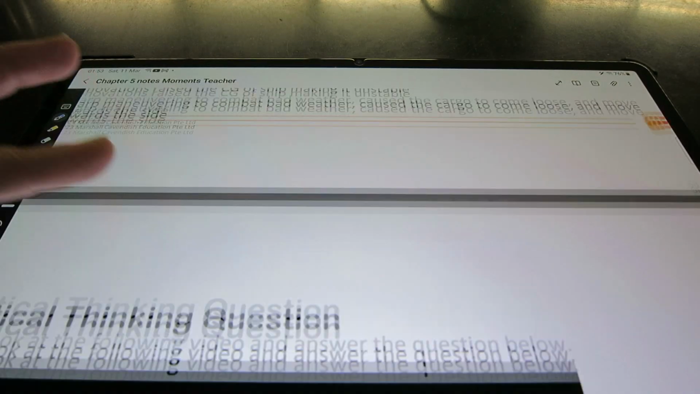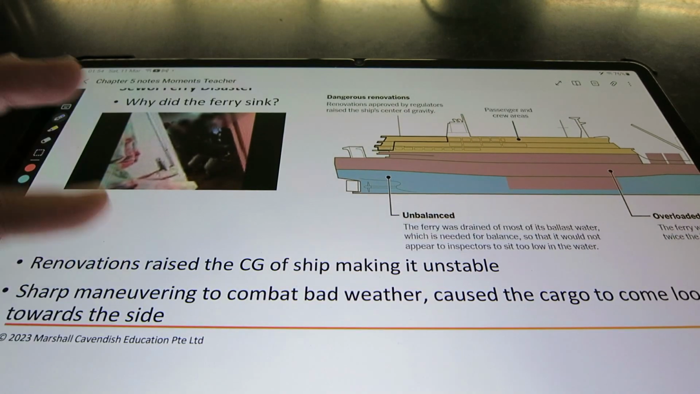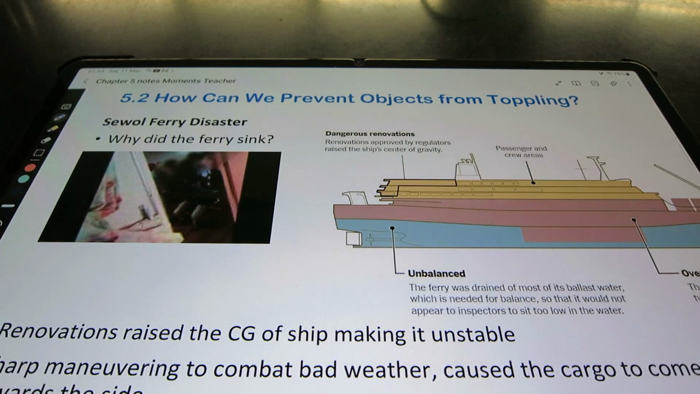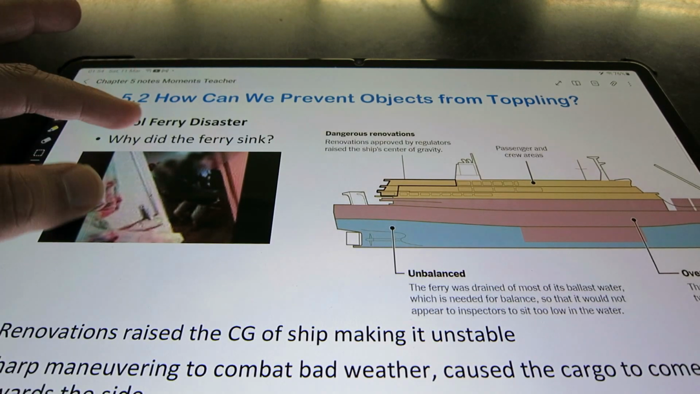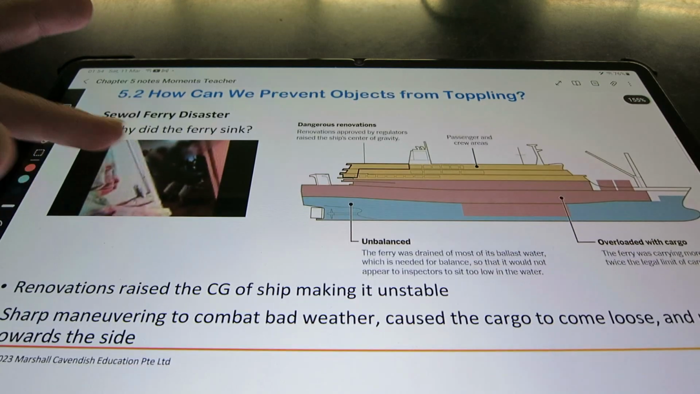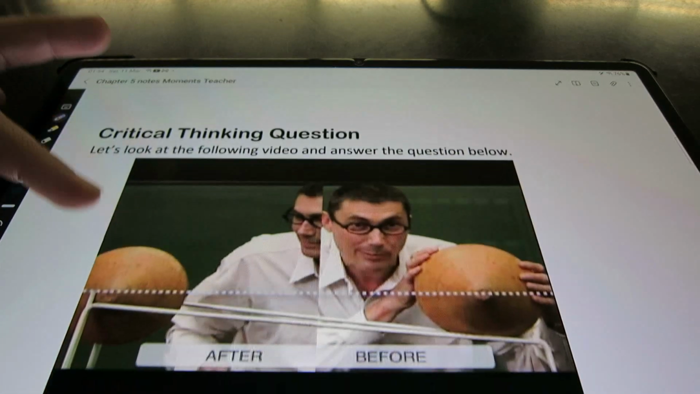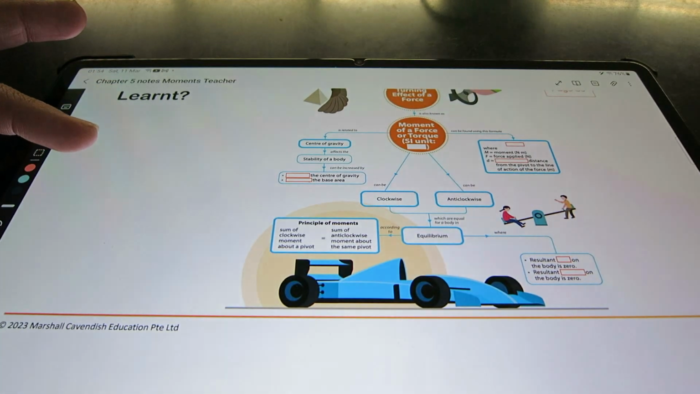Alright, so you can run through this and watch the video. If you are interested, you can find out more about the ferry disaster and how moments had a part to play in this. And that brings us to the end of the chapter.